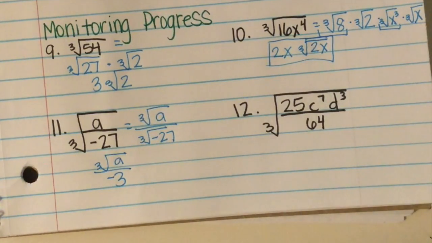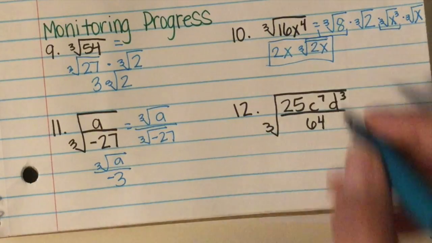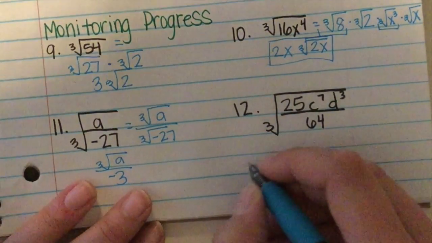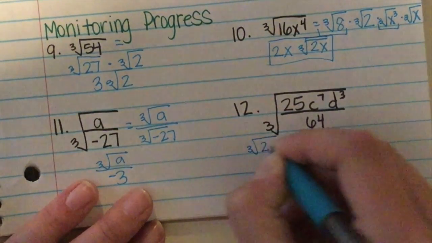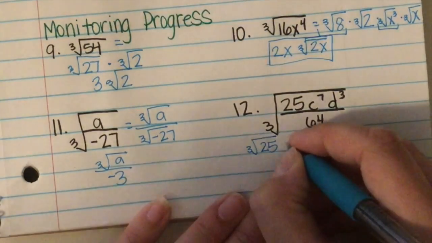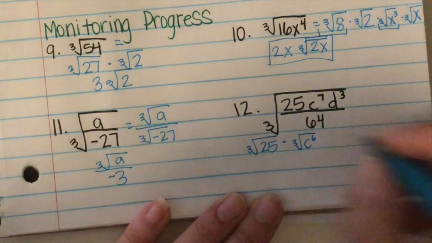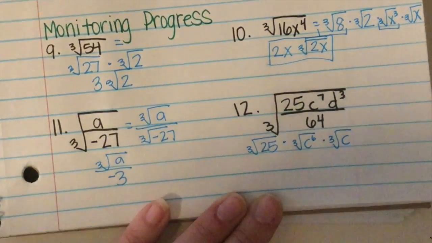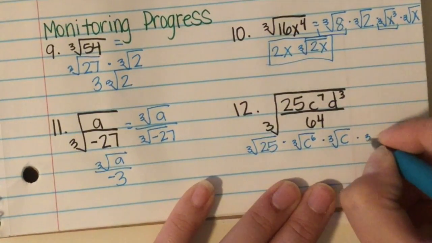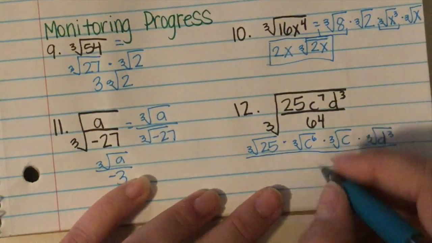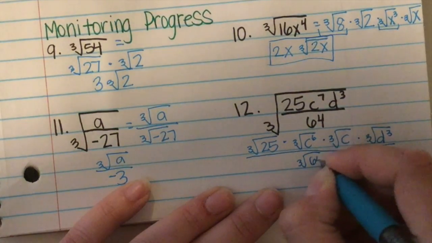For this last one, the cube root of 25c to the 7th d to the 3rd over 64, we will go ahead and break everything apart. Now, the cube root of 25 can't be simplified, so that's just going to stay as is, and that's okay. Then we have c to the 7th, so I'm going to pull out c to the 6th so I can simplify that fully. And then I have the cube root of c left over times the cube root of d to the 3rd. And all of that will be over the cube root of 64.